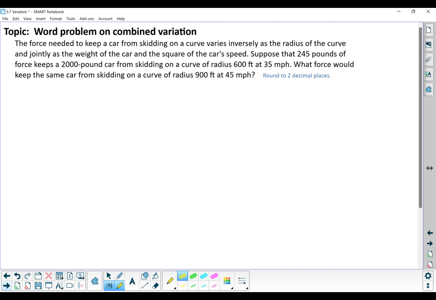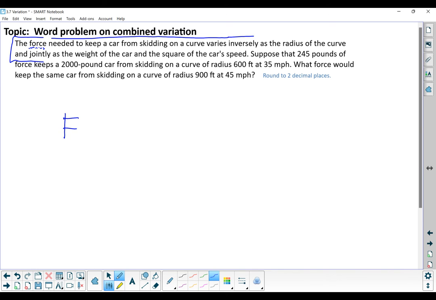The last topic is a word problem on combined variation. This is where you may have some variables on top, variables on the bottom, just variables all over the place. These ones are definitely more challenging to set up. So we're going to use the first part of the sentence to write an equation. The force needed to keep a car from skidding on a curve varies inversely. So I'm going to use F for force. Watch out for situations where you have two words that start with the same letter, and then you'll have to think more carefully about what variables you use.